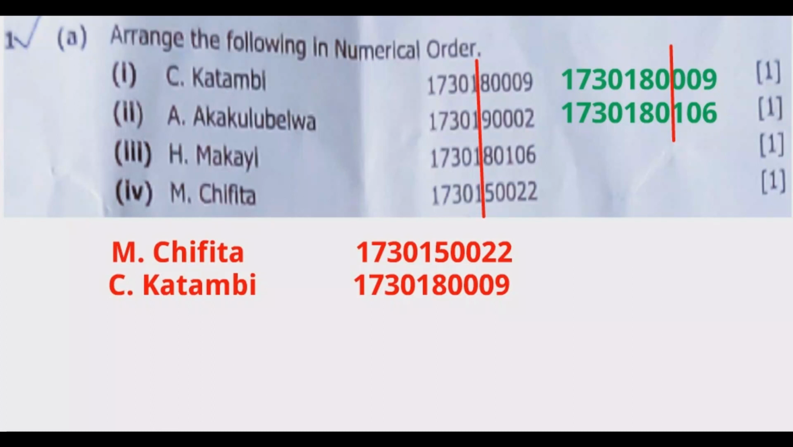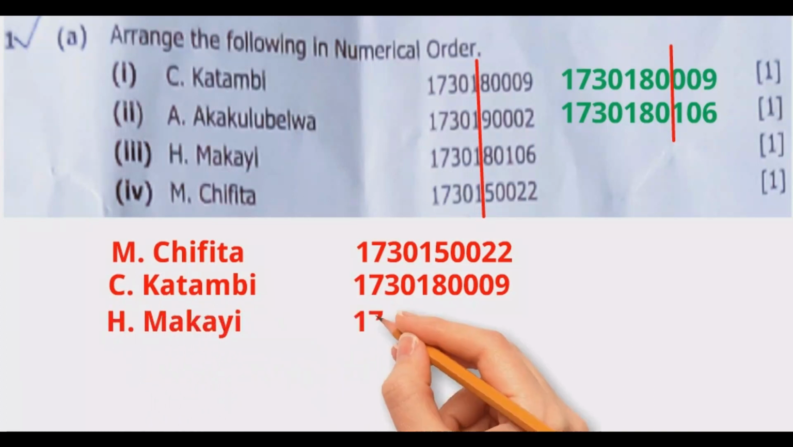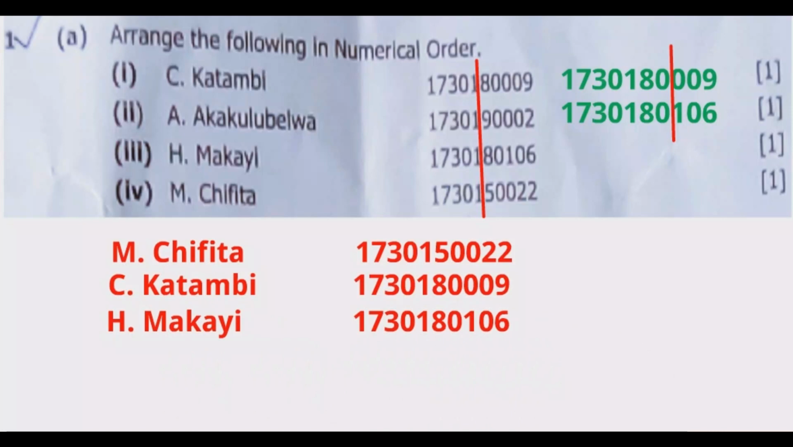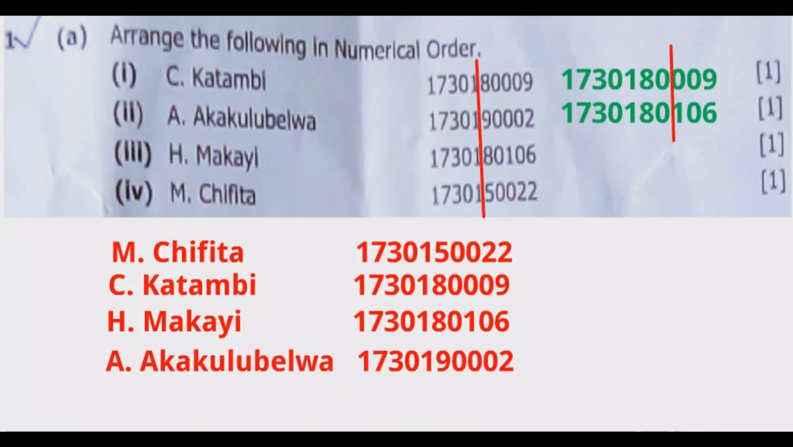Then followed by H Makai. And then the number which has got 9 here, which is A Akakulubelwa, is going to be last. So basically this is how you arrange them, and this is how you can do it. If you have questions, you can ask in the comment section, but otherwise that's how you arrange those in numerical order.